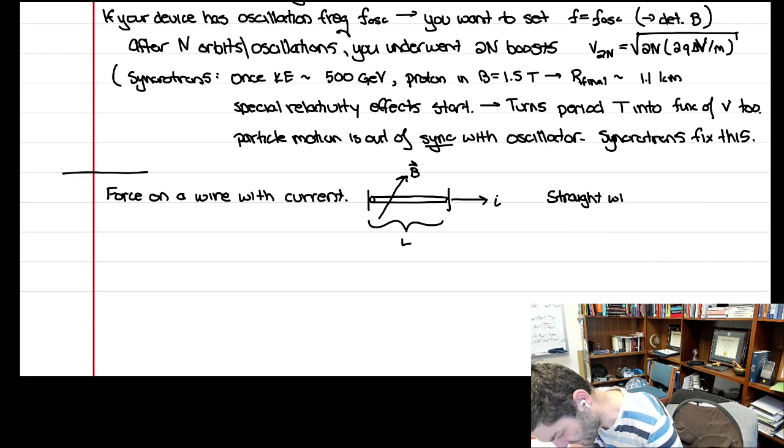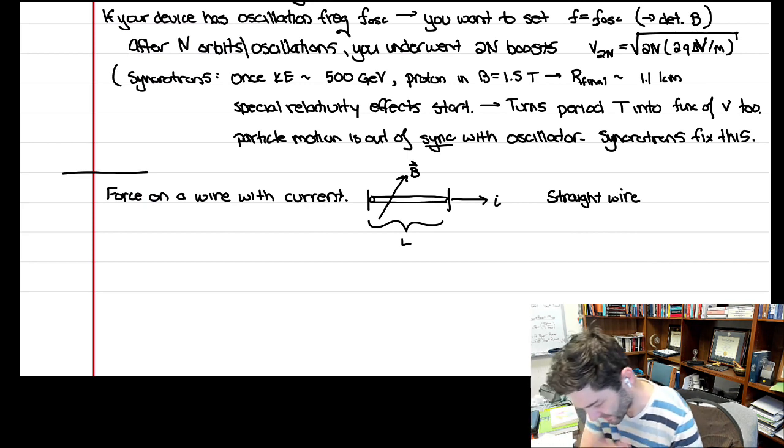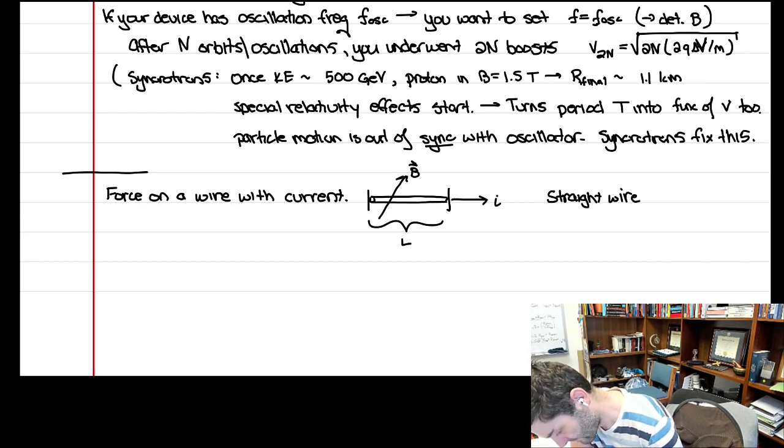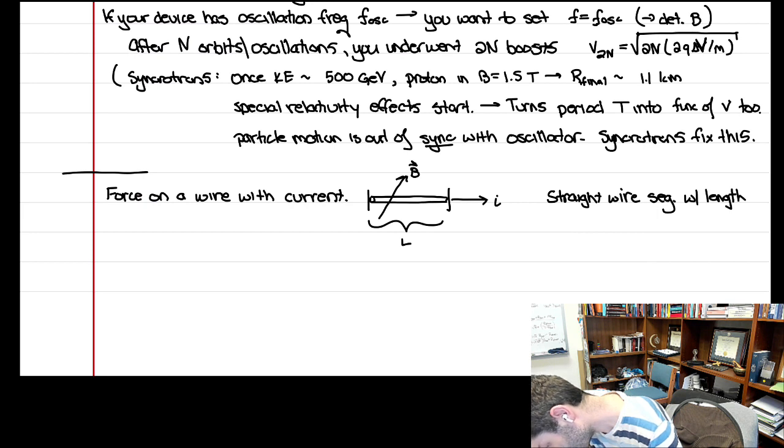Why does it have to be straight? Well, think of the right-hand rule. The current is essentially telling you the velocity of the charges. And since the velocity plays a role with the force, we use a straight wire segment with length L in a uniform magnetic field.